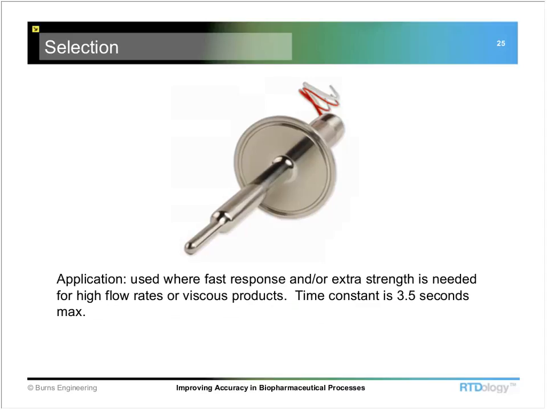Some of these other applications do have high flow rate and need the extra strength. Typically, like this, would be heavy duty, where it's a half inch diameter probe and it steps down to either a 1/4 inch or even an 1/8 inch diameter sensor. This particular one's a 3.5 second time response.